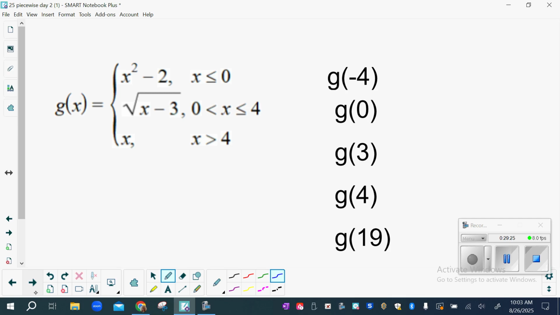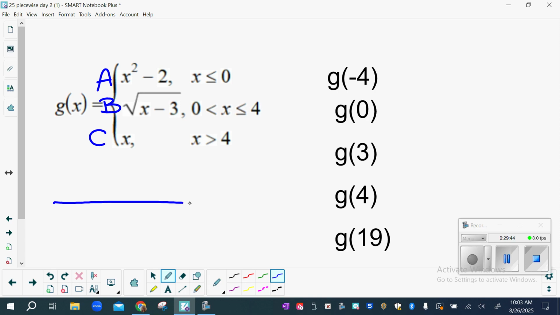But the math is tricky here because I have to know, where do I plug in -4? Do I plug it into this guy? Do I plug it into this guy? Or do I go plug it into this guy? And that's going to be our game here. So here's what I'm going to put. I'm going to put an A here, a B here, and a C here.